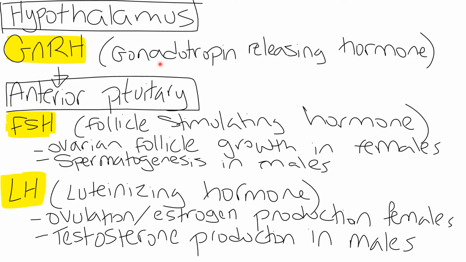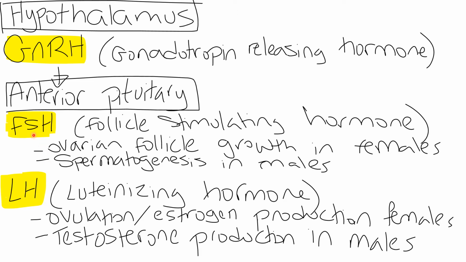But the gonadotropin releasing hormone does not stimulate the ovary and the testes directly. What it does is it stimulates the anterior pituitary gland, and once the anterior pituitary gland is stimulated, it's going to release two hormones. FSH, which is the follicle stimulating hormone, and LH, luteinizing hormone. Both hormones are produced in males and females.